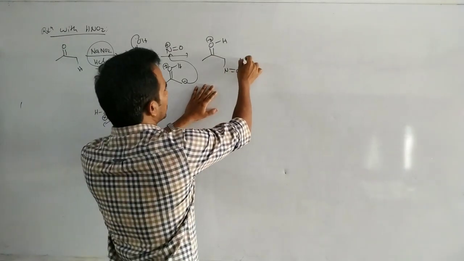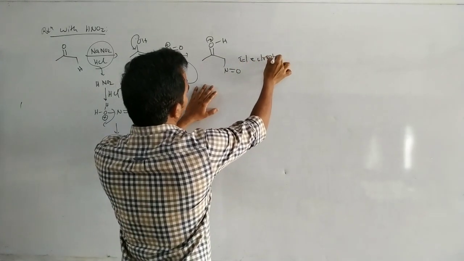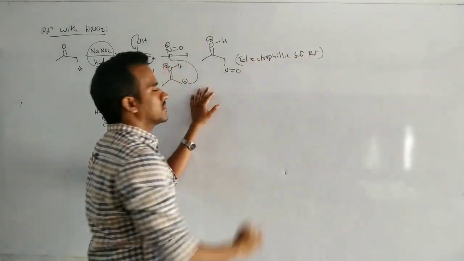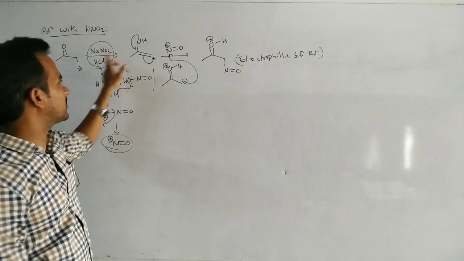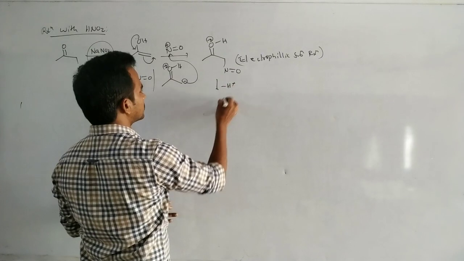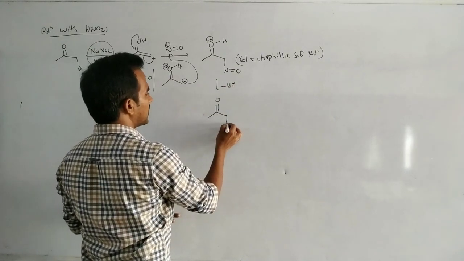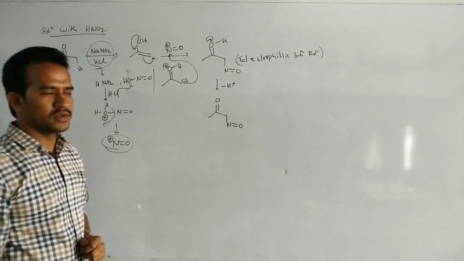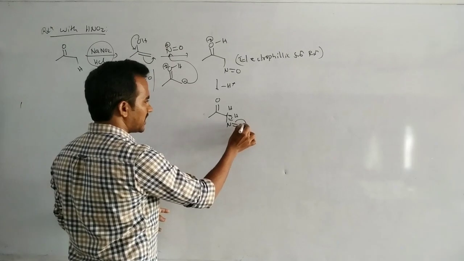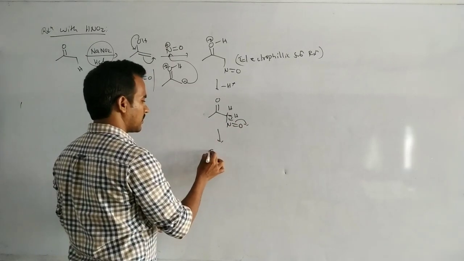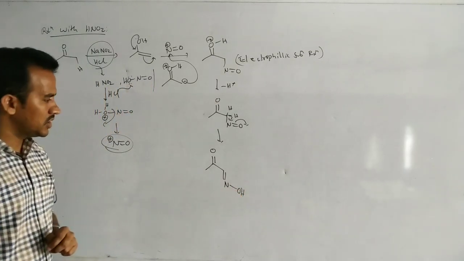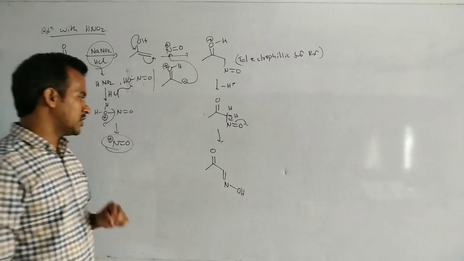It is an electrophilic substitution reaction. The H plus is replaced by the NO plus. So now, just a loss of proton. So double bond O and this double bond. Again, these two hydrogens are the enolizable hydrogens, so enolization takes place. So double bond N OH. That's it, enolization takes place.